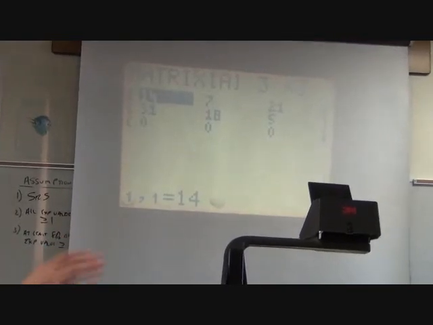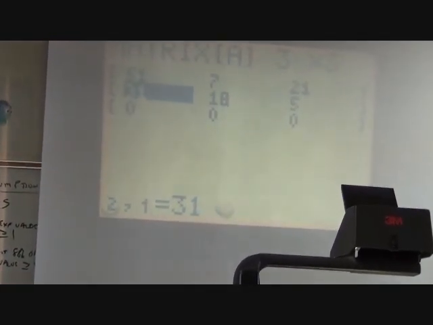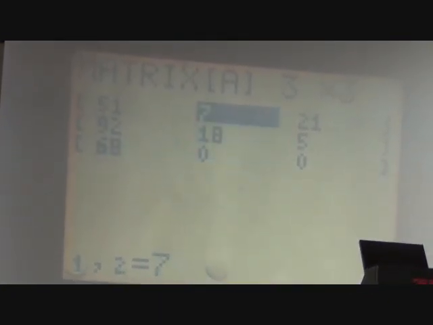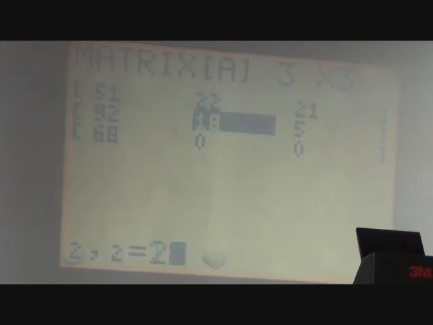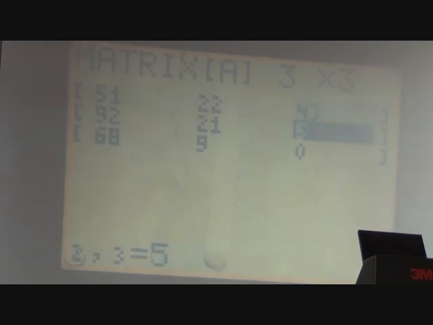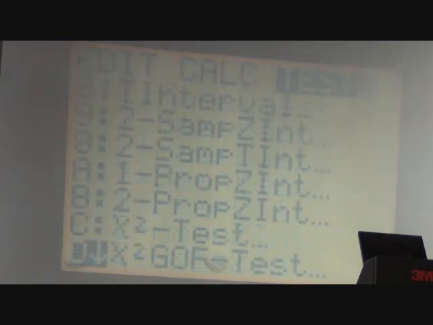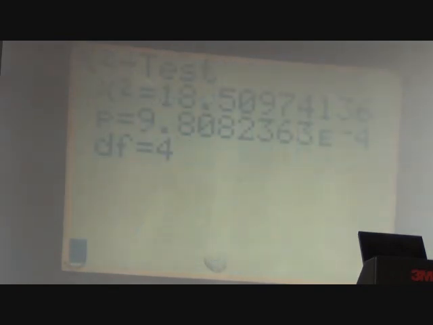All right, let's put in our observed counts. So 51, 92, 68, 22, 43, 28, 22. Okay, going to do the chi-square test on that data. And we skip ahead right to the final answer, right? Our chi-squared for this problem is going to be 18.5. P-value's tiny.